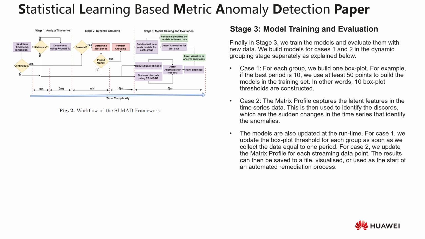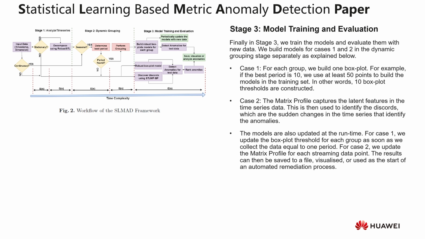So we build models for case 1 and case 2 in the dynamic grouping stage separately, as explained below. In case 1, for each group, we build at least one box plot. For example, if the best period is 10, we use at least 50 points to build the models in the training set. In other words, 10 box plot thresholds are constructed.